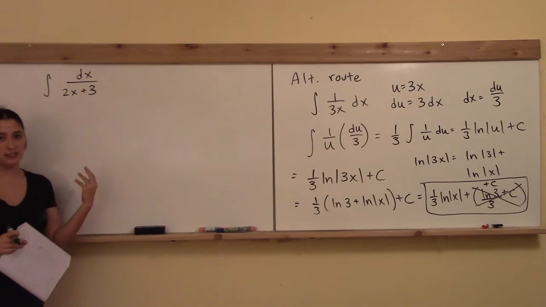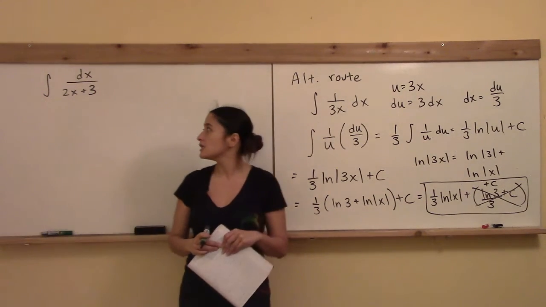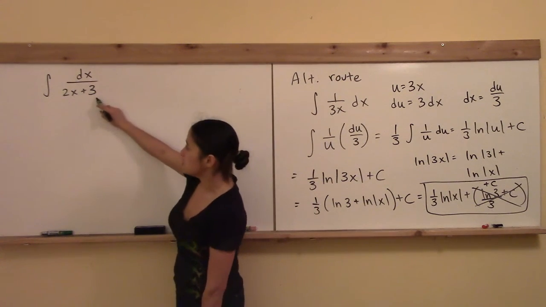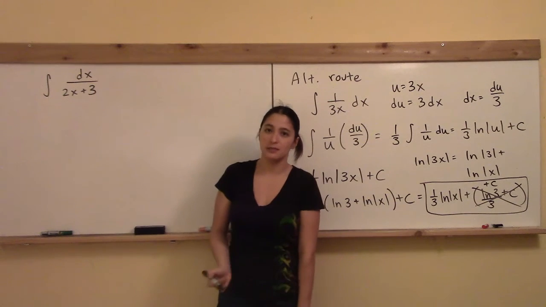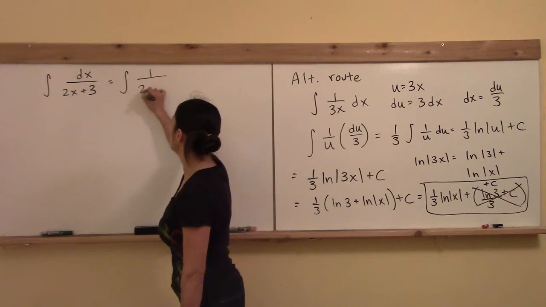Now usually the dx is over on the side, but you can also put the dx on top of a fraction. In this case I'm asking you to integrate the function 1 over 2x plus 3 times dx. Sometimes it'll be written that way. Sometimes it will be written this way.